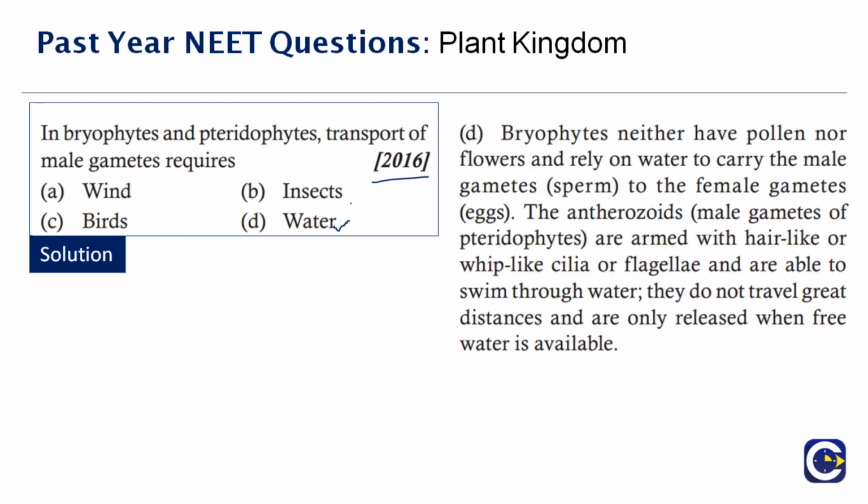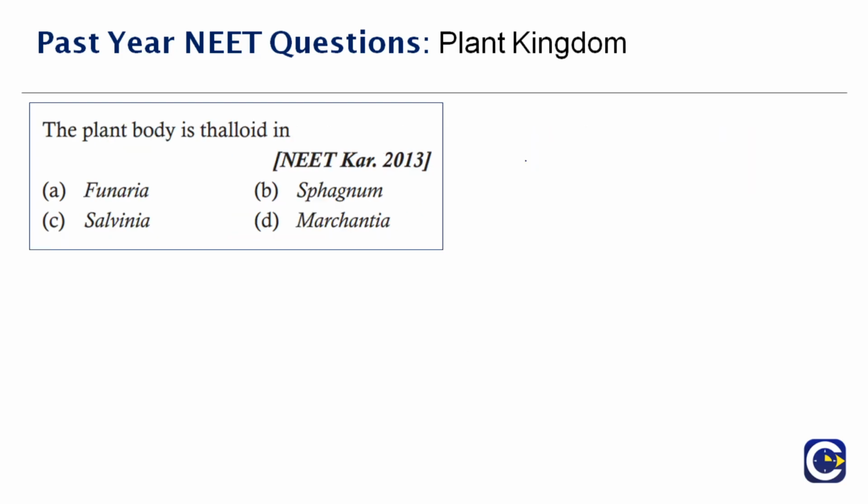In the solution part you can see bryophytes neither have pollen nor flowers. They rely completely on water to carry the sperms, which get attached to the eggs, and thereby reproduction takes place. Therefore the correct answer to this question is option D, water. Now let's move to the next question.